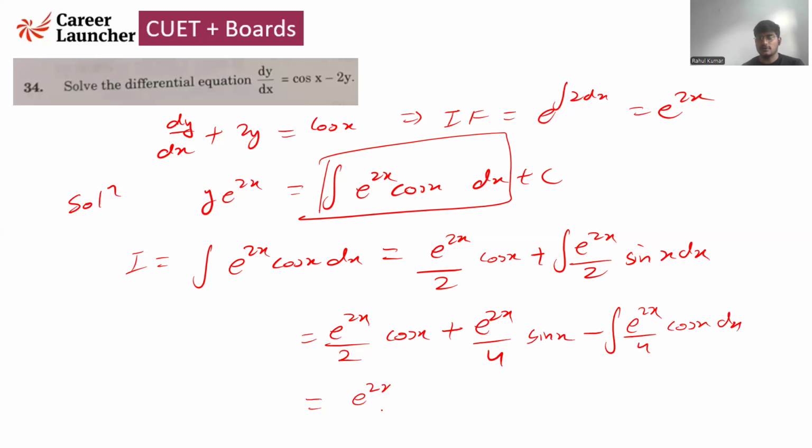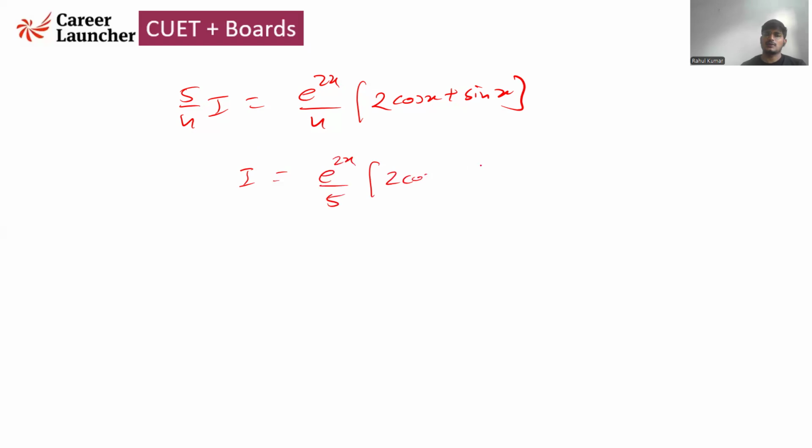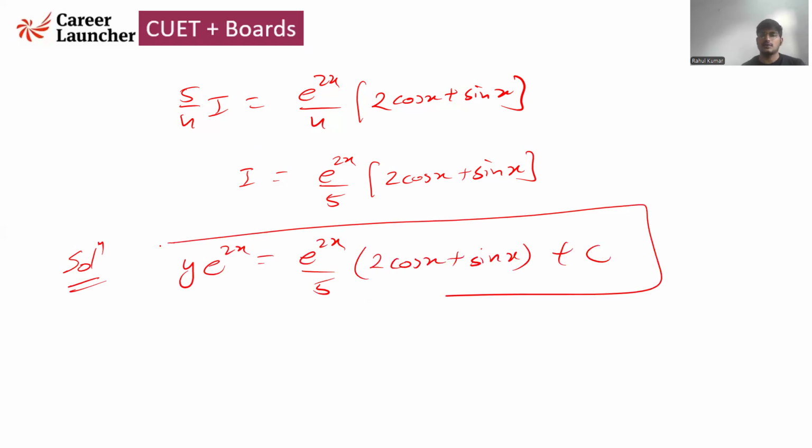So you have e to the power 2x divided by 4, 2 cos x plus sin x minus 1 by 4 times I is equal to e to the power 2x by 4, 2 times cos x plus sin x. And your integral will become e to the power 2x divided by 5, 2 cos x plus sin x, the final answer.